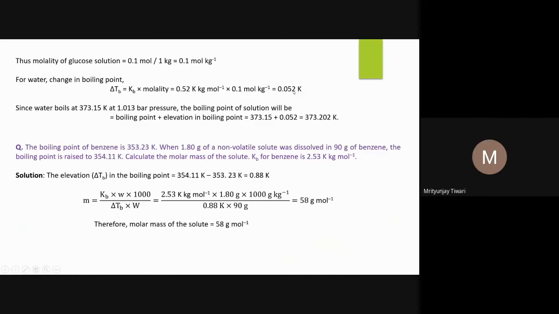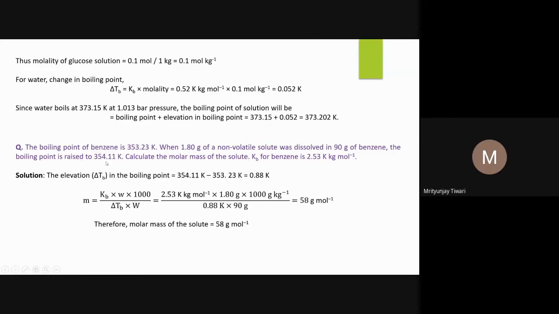Since water boils at 373.15 Kelvin, meaning 100 degrees centigrade at 1.013 bar, the atmospheric pressure, the boiling point of the solution will be equal to the boiling point of pure water plus elevation in boiling point. Boiling point of pure water is 373.15 plus this elevation in boiling point, so it is 373.202 Kelvin. And this will be the answer now.